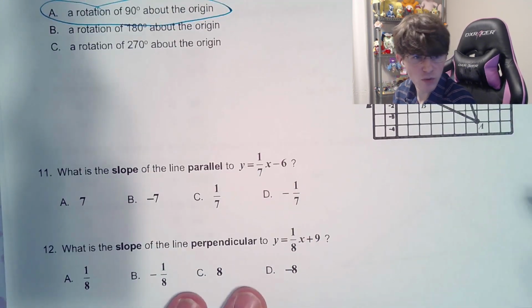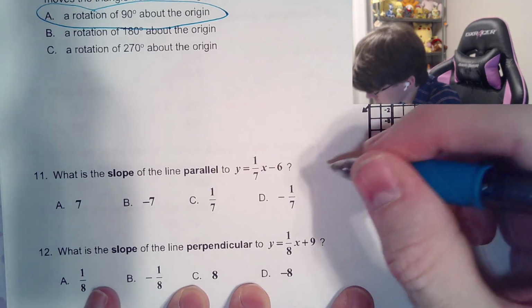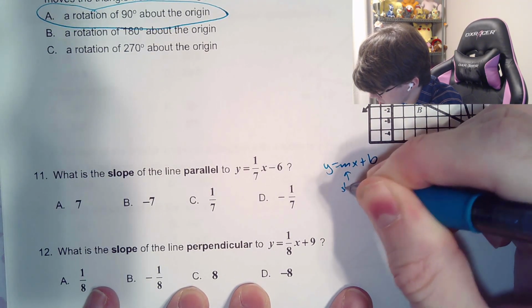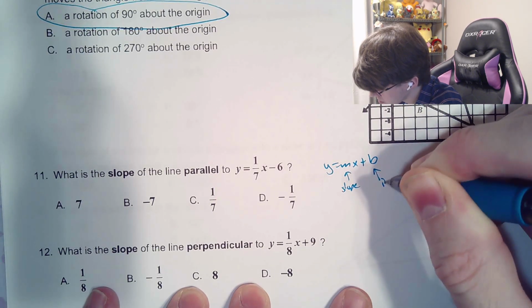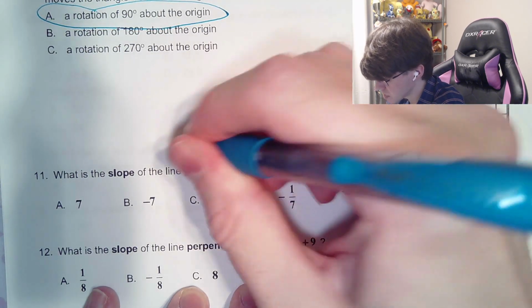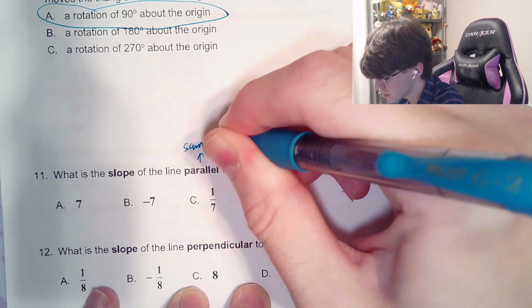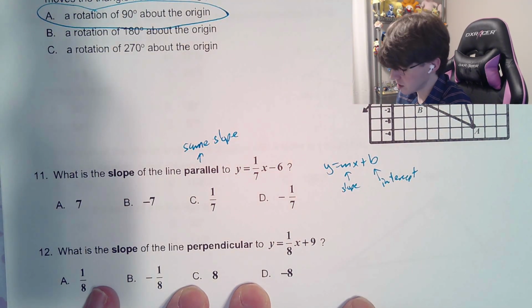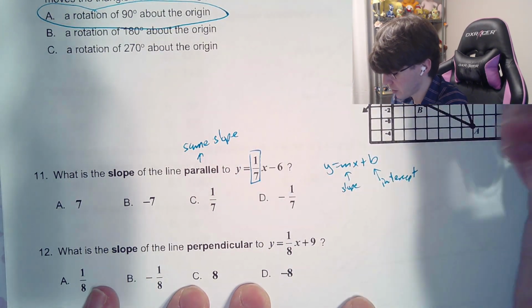Anyways, number 11, what is the slope of the line parallel? So as a reminder, we have y equals mx plus b. This one right here is our slope. This one right here is our intercept. And parallel means same slope. It also means lines that don't touch, but that's the same slope. So in this case, it's going to be a nice and easy 1/7.